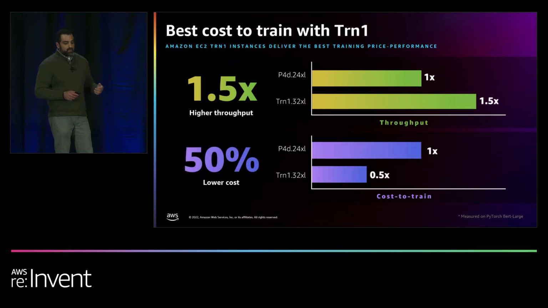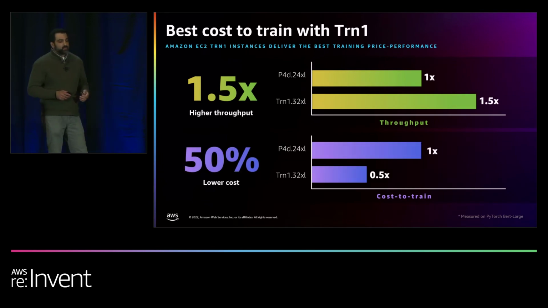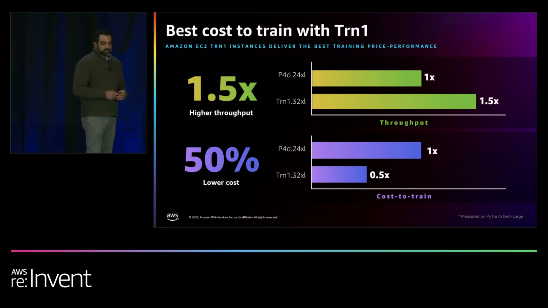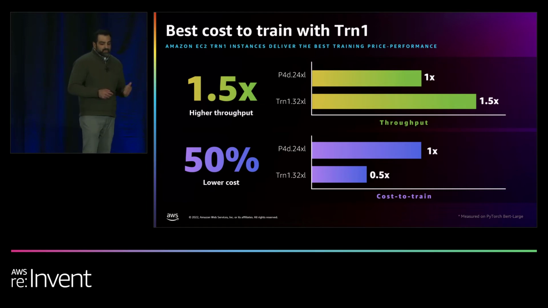Trainium delivers 1.5 times higher throughput compared to GPU-based P4D instances, and also reduces the cost to train by 50%. As models grow larger and more costly to train, researchers can use the cost savings to train faster, iterate more, and train larger models under the same cost budgets.